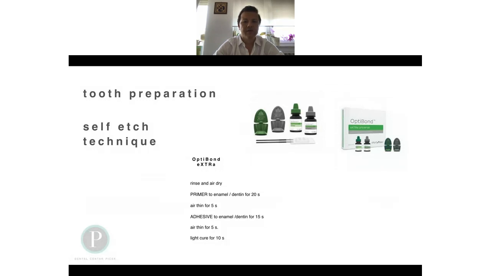It has two components. So you first, of course, dry the tooth, then you put the primer for 20 seconds. After a short period of air drying for 5 seconds, you put the adhesive, and after 5 seconds we light cure it. So we have one step more compared to the total etch technique.